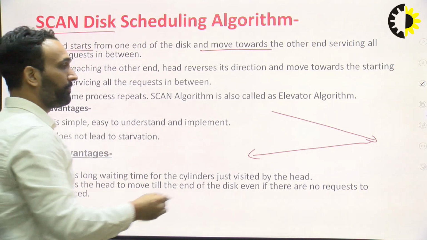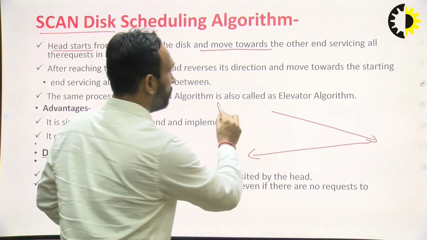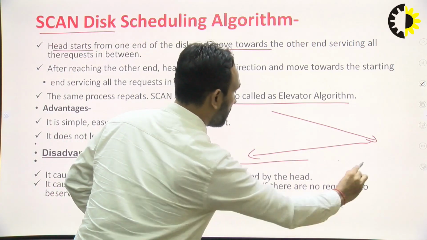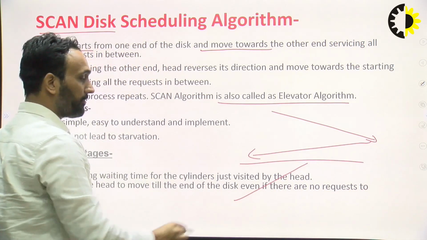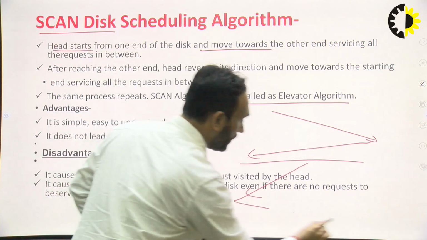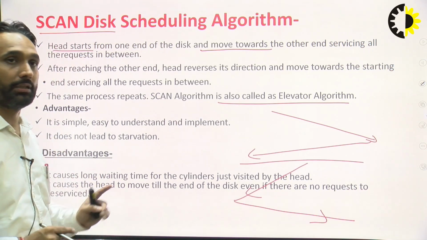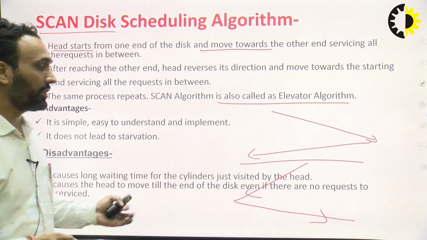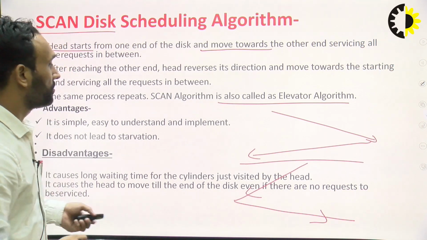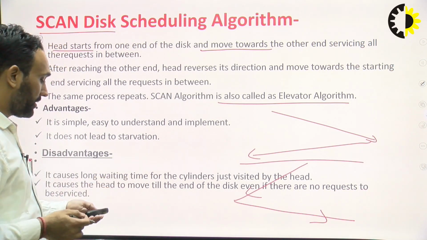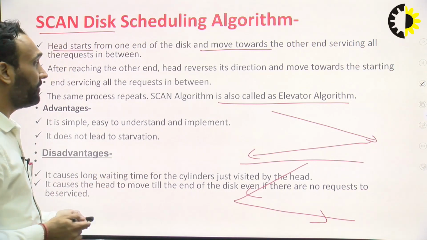For example, it can also move in reverse order. First it will go to the left side and then to the right side, but at a time in one direction, as per the head locations given in the question. So it will never switch like SSTF and FCFS.